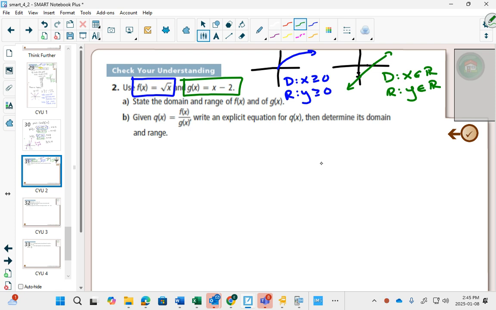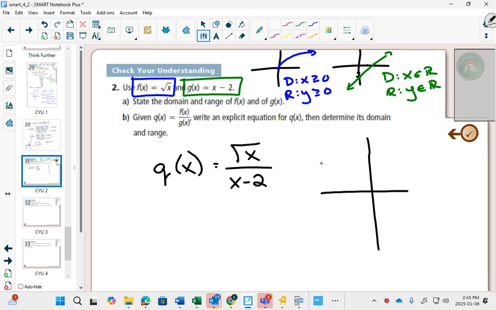So part B, we want Q of x to be f of x over g of x. So we're dividing our functions. That would be the explicit equation for Q of x. And we want to find its domain and its range. Domain, you can figure out from its equation, but the range, you're going to need the graph. So let's see if we can draw the graph first.